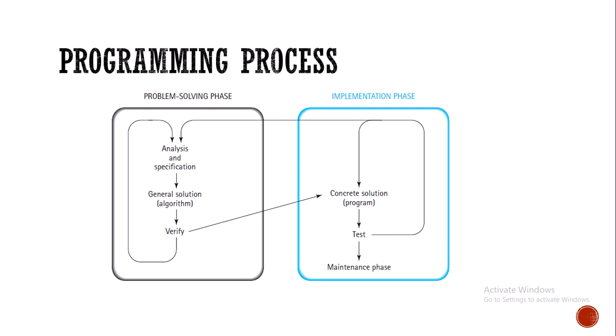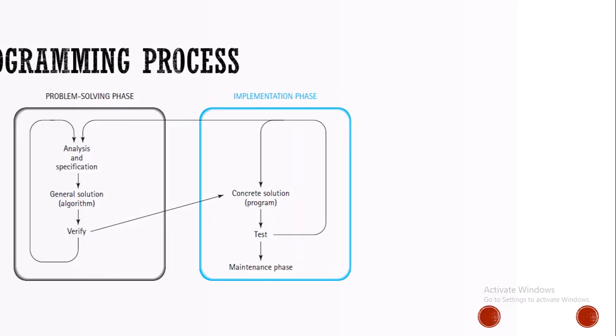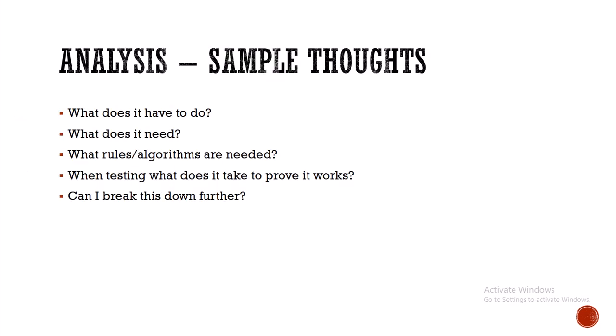But talking about both these phases and the whole process, the questions that come to mind about the programming process are: what does it have to do? What does it need? What rules and algorithms are needed? When testing, what does it take to prove it works? Can I break this down further?